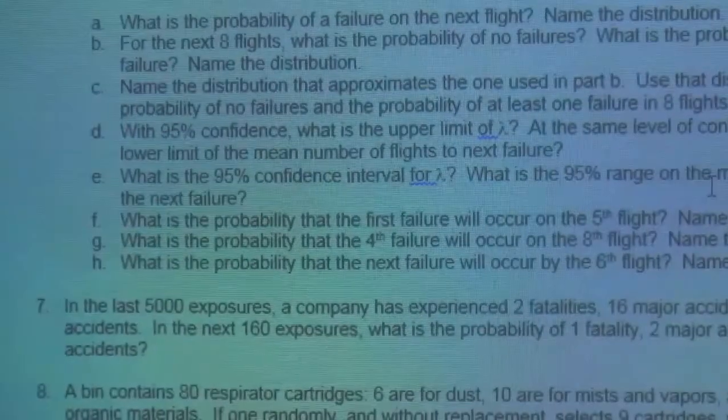Did I say to stop there? No. Six, A and B. I said A and B.